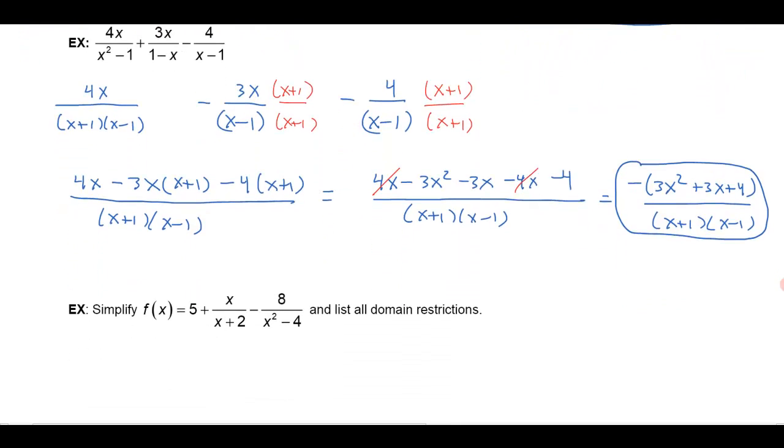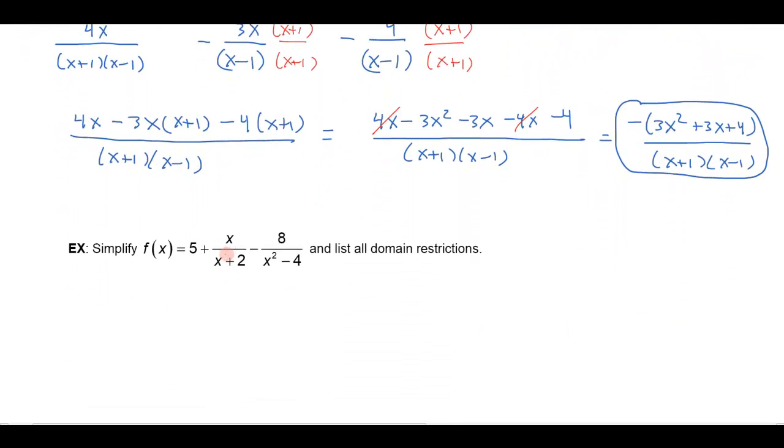All right, let's do one last problem here. This problem is posed as a function that we'd like to simplify by getting a common denominator, and then be careful about any domain restrictions. So notice in this original function, x cannot equal negative 2, and when I factor this denominator as x plus 2, x minus 2, you'll see x can't equal positive 2 either.